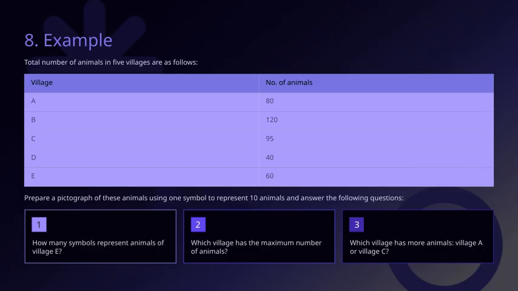Now let's answer some questions. First, how many symbols represent animals in Village E? Well, since each symbol equals 10 animals, and Village E has 60 animals, that makes 6 symbols. Next, which village has the maximum number of animals? That would be Village B, with 120 animals, or 12 symbols. And finally, which village has more animals, Village A or Village C? Village C has 95 animals, which is more than Village A's 80. So Village C comes out on top there. This exercise not only helps us visualize data more clearly, but also reinforces the importance of pictographs in comparing quantities efficiently.